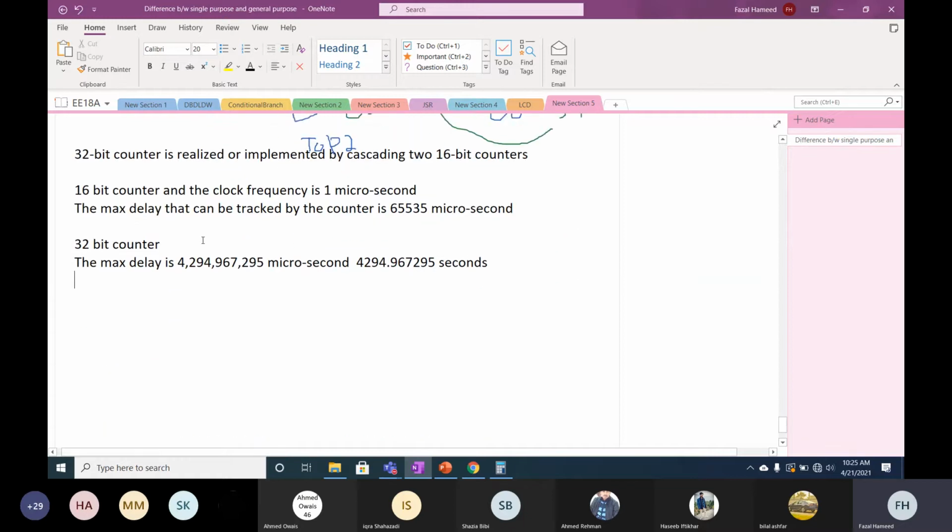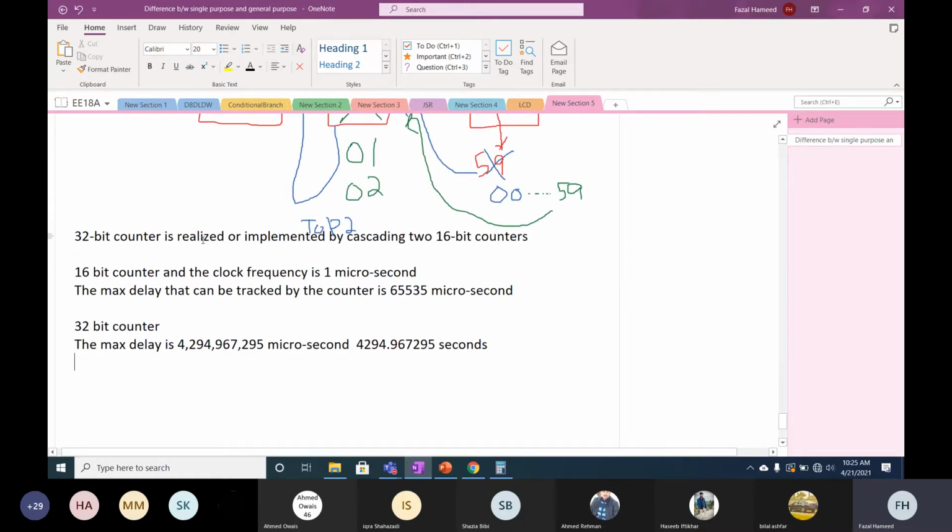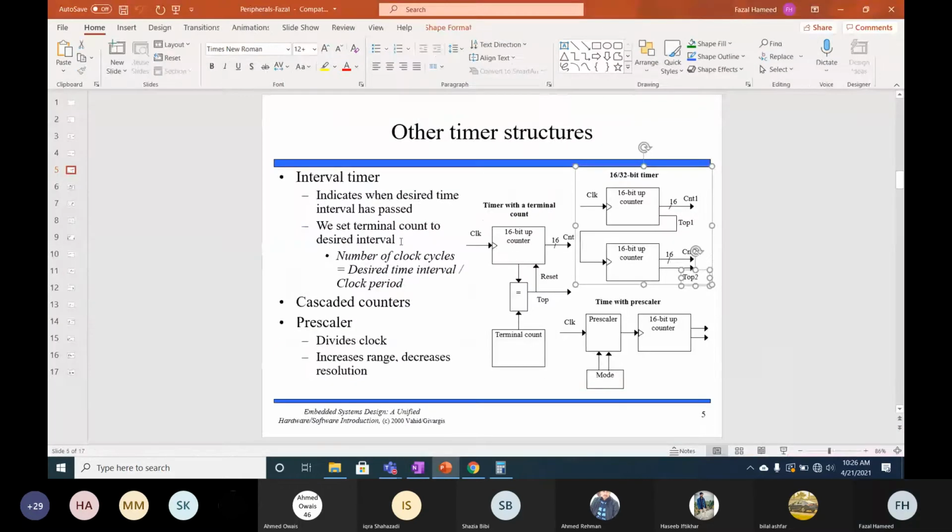So why are you cascading these two counters? If in the market you have a 16-bit counter chip available, but you want to model more delay, so if you want to model a bigger delay, you can cascade them in a serial fashion, in which the output of the counter at the least significant position, that is the top signal, is given to the input of the second counter.